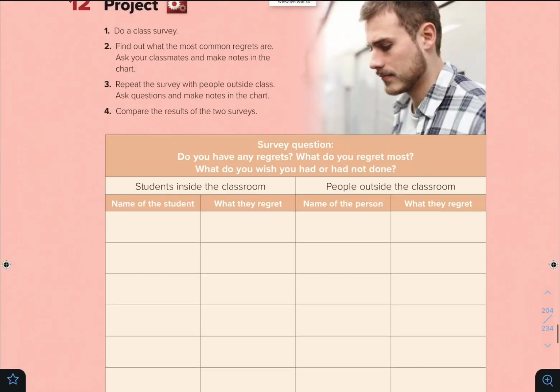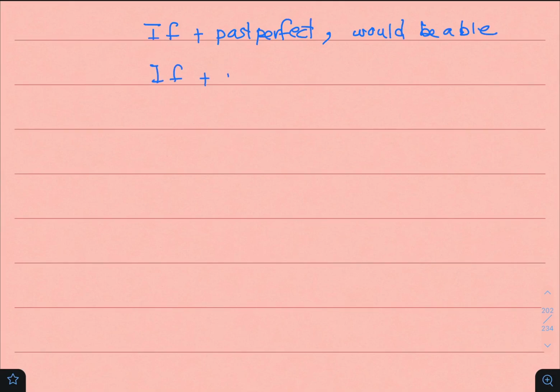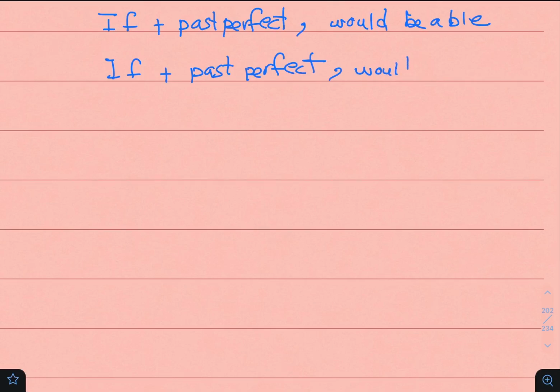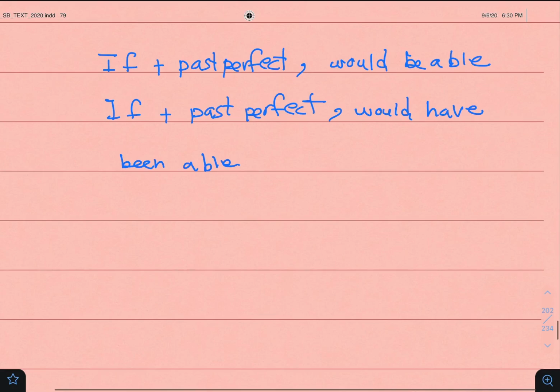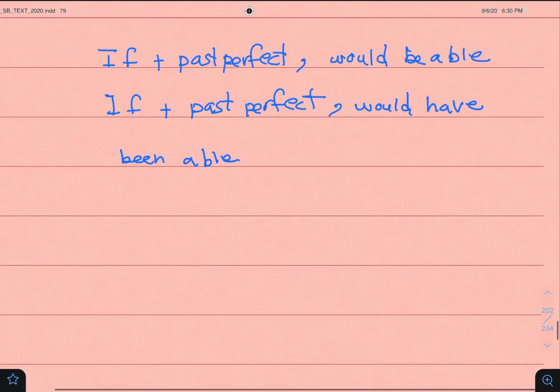Now let's move on to the next thing. Okay, now the last thing we will be talking about is, I haven't prepared this in advance, no worries, so I'm gonna write it right now. Now if with the past perfect, okay, and comma, would be able, or if past perfect, comma, would have been able. Now we use if with the past perfect and be able, or if plus the past perfect would have been able to talk about missed opportunities للحديث عن الفرص الضائعة.